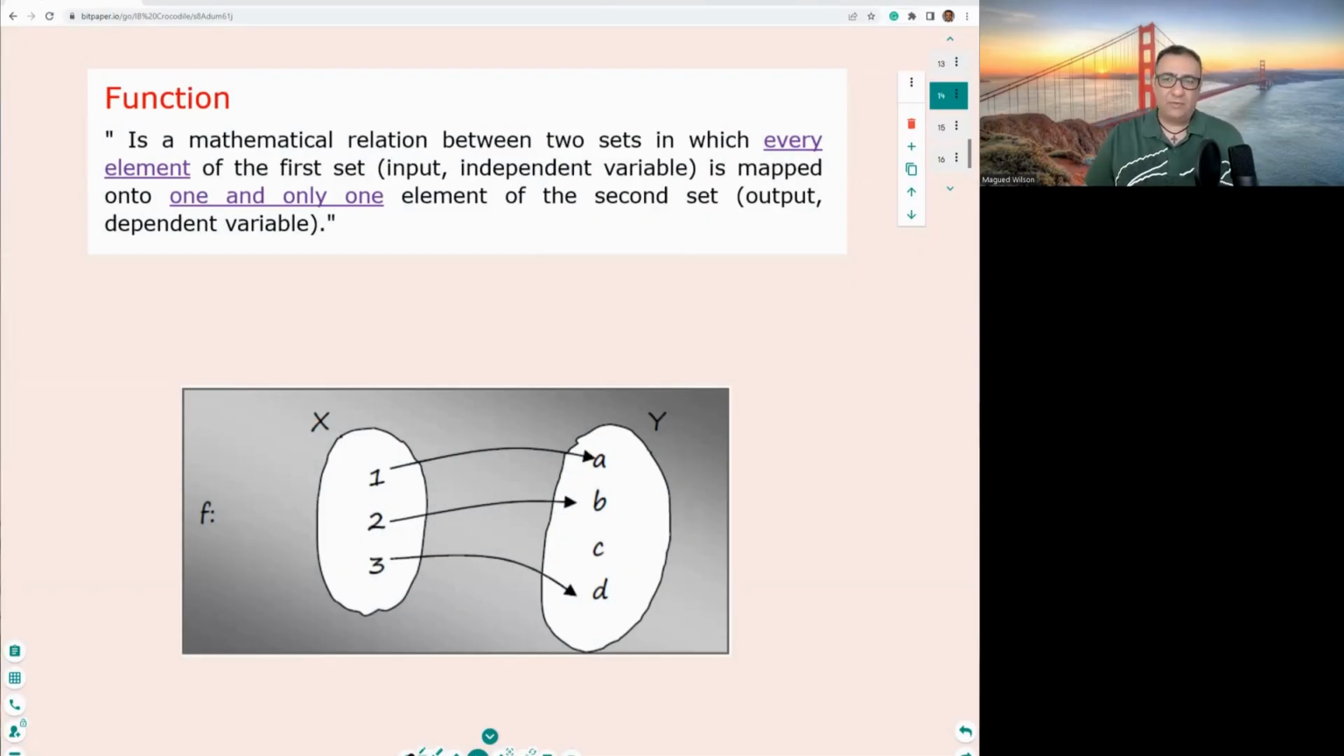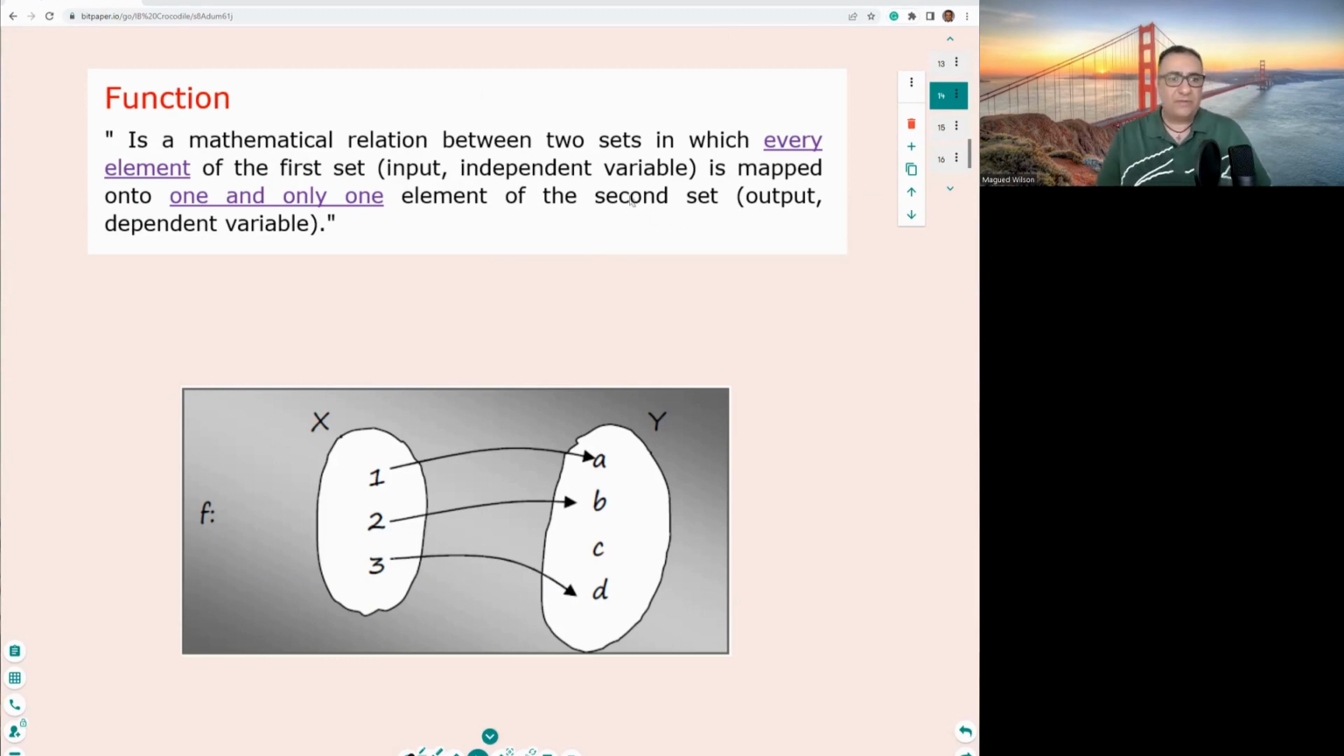Okay, so let's have a look first at the definition of a function. A function by definition is a mathematical relationship between two sets or two variables. The first set is called the independent variable or the input, and sometimes we call it the argument of the function. And the second one is the dependent variable, which is y, or the output. So the first set is being mapped onto one and only one element of the second set.